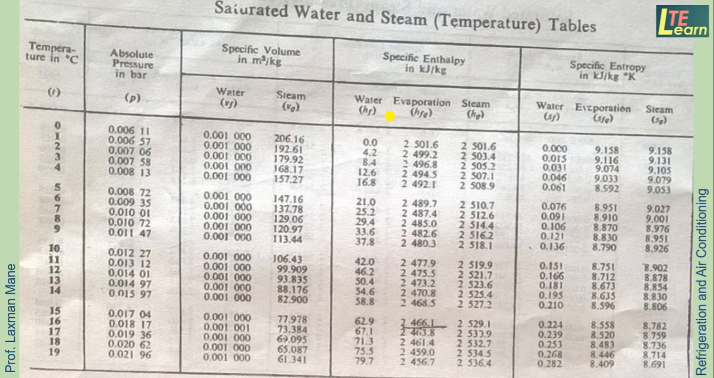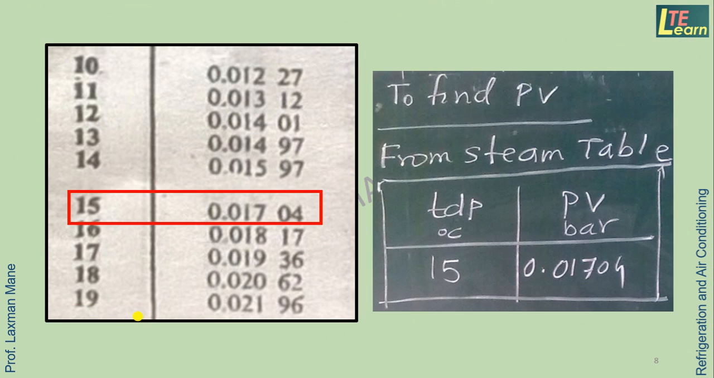So here is a sample of steam table. In this we are given the temperature. That temperature we have to mark. So here 15 degree, that is the dew point temperature, is given. So 15 degree in the column of temperature. Aside that, this is a column of absolute pressure. So we recognize from the steam table the value of partial vapor pressure for the dew point temperature 15 degree as 0.01704 bar.